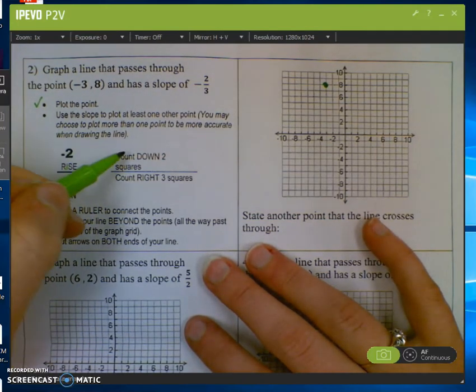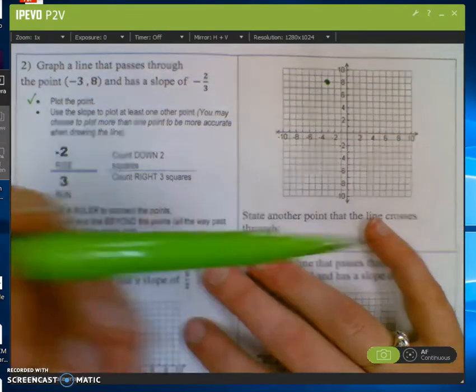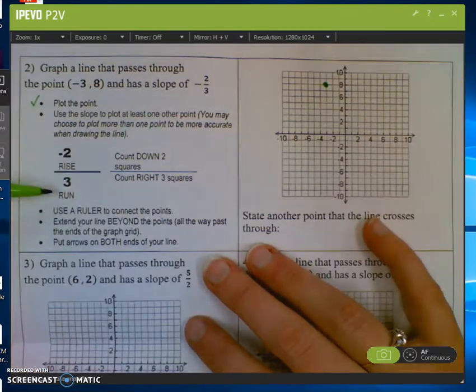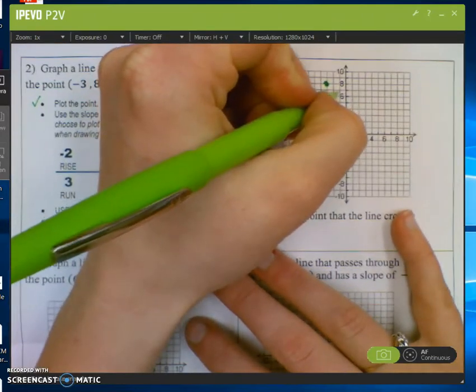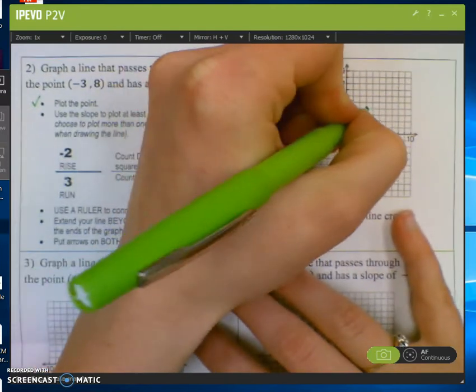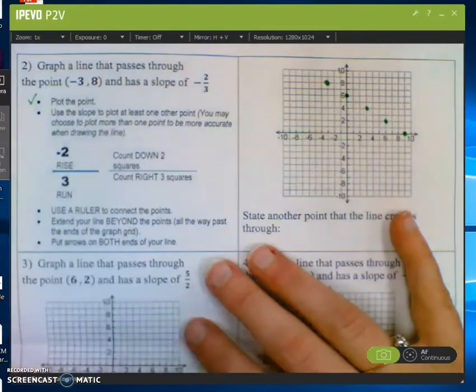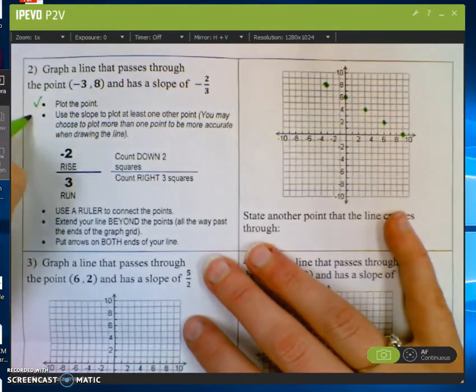So -2 says to go down 2, and then the run tells me, positive run always tells me to go right, so right 3. So down 2 and over 3, down 2 and over 3, down 2 over 3. I just kept going till I couldn't anymore.